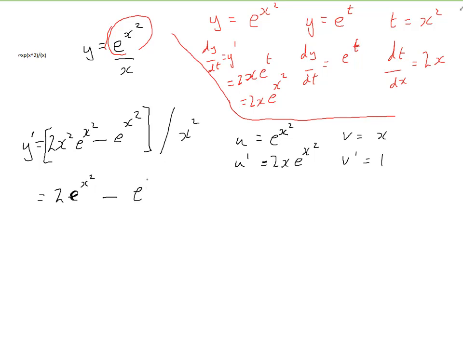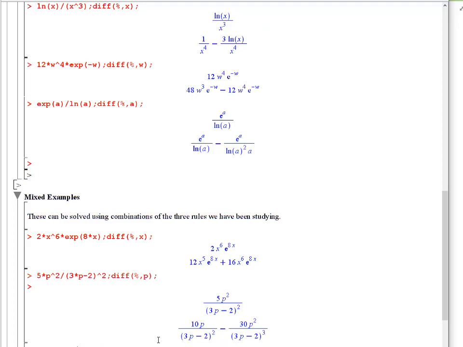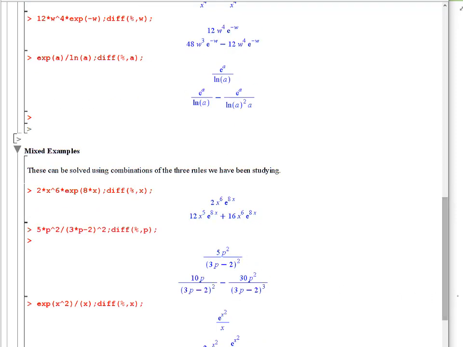minus e to the x squared over x squared. And you could change it around, you could factorise this out, but that's probably about as good as you're going to get. So let's see if we're on the right lines. That's pretty good.